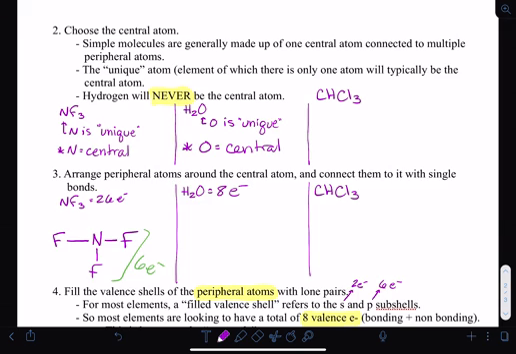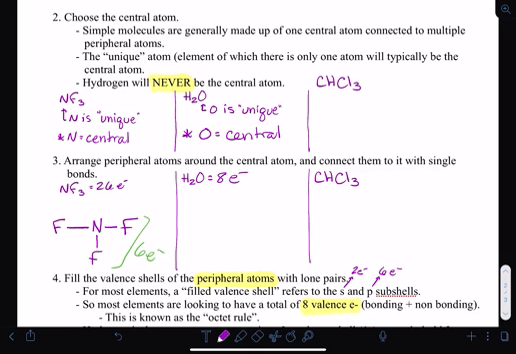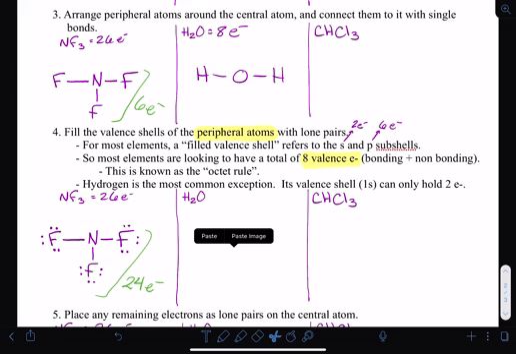So for step 3, that means that we're going to put oxygen in the middle, arrange our hydrogens around it, and then step 4 is to fill in the valence shells of our peripheral atoms. Now hydrogen is an exception to the octet rule, sort of, because its valence shell is the first shell. The first shell only contains a 1s orbital, means it can only hold 2 electrons.